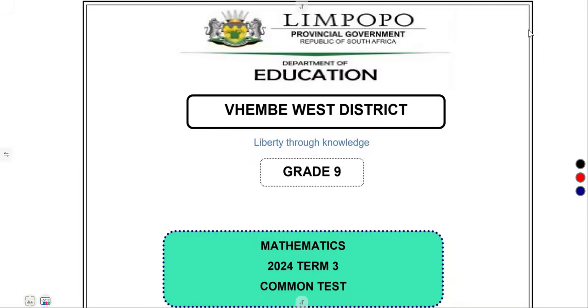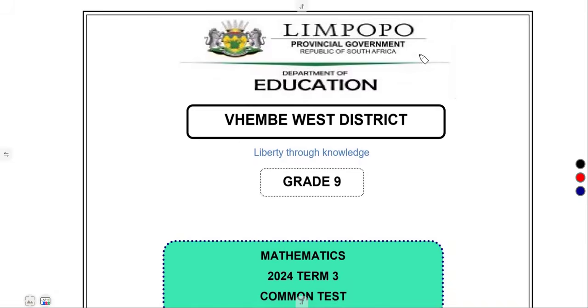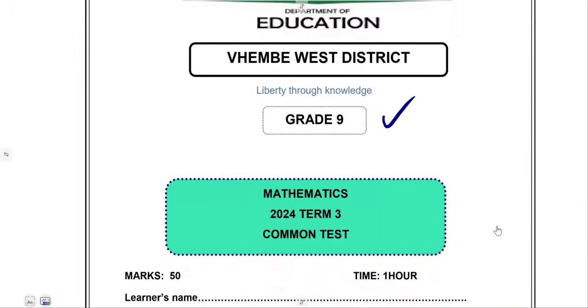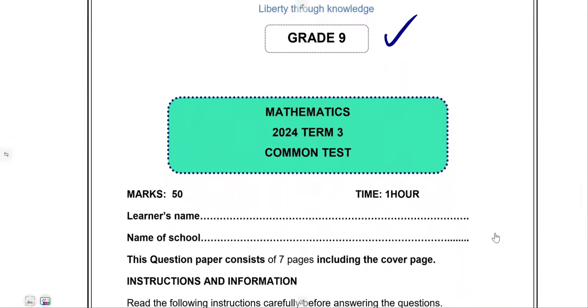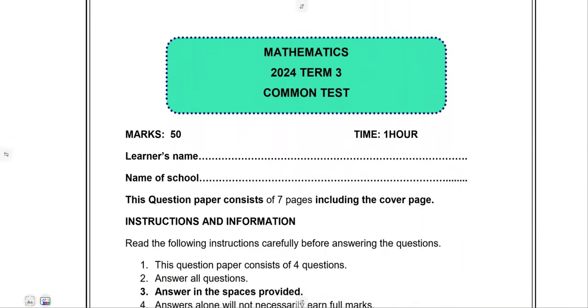So in this case, we have got a typical exam question that we are going to work on revising for our term 3 examinations, our term 3 common test. So that is the Limpopo province that we are having. That is for our grade 9 mathematics, which was a term 3 common test. So that was out of 50 and 1 hour test.